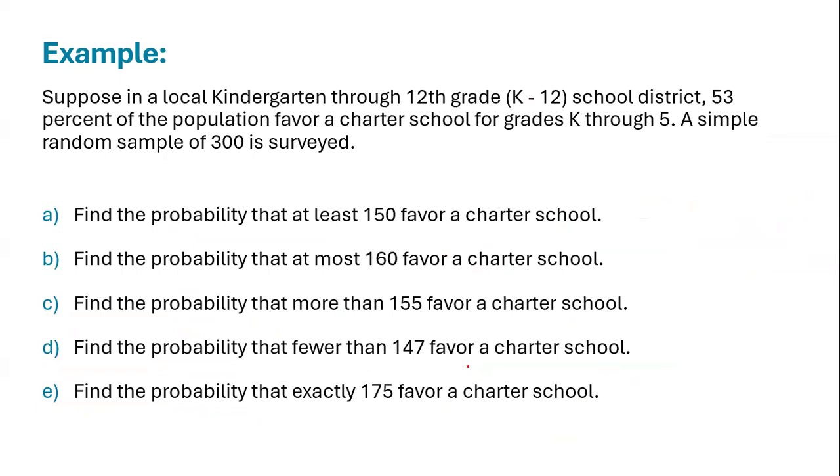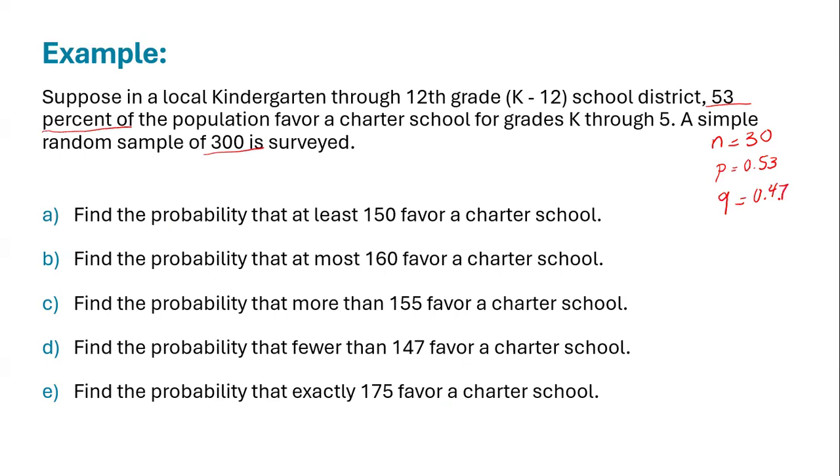Okay. So far, when I read the question, I noticed that it's a binomial distribution because we have a fixed number of trials. The probability of success is the same for all trials. The probability is 0.53, and if p is 0.53, that means q is 0.47.